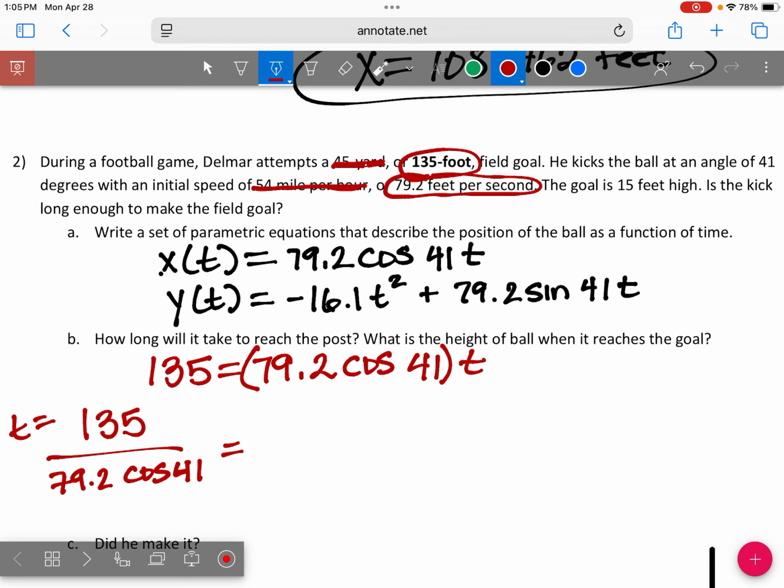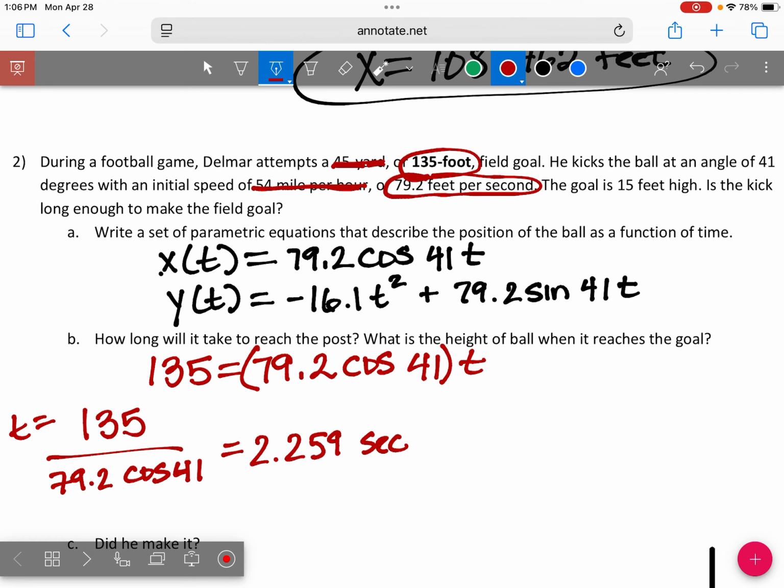All right, so did you get 2.259? Who got 2.259? All right, good. So we know that it's going to take 2.259 seconds for it to reach the field goal. But we need to see, is it high enough to make it? So I need to find the vertical height at 2.259 seconds.